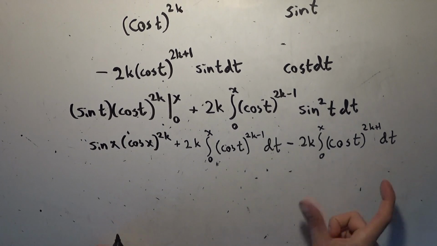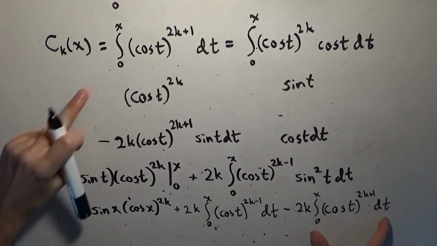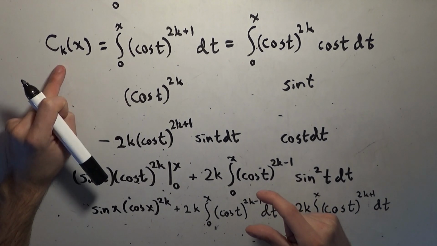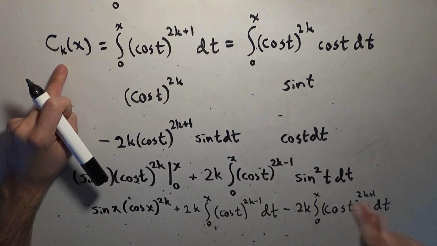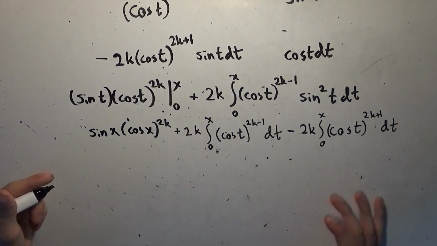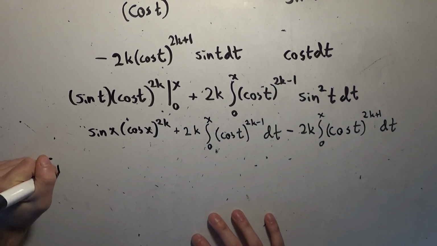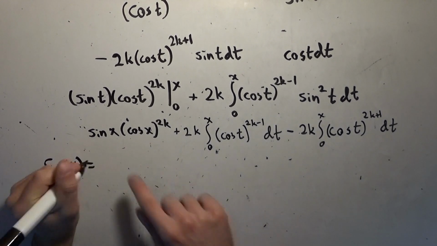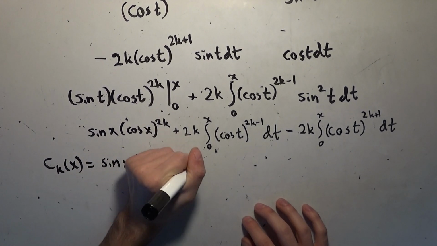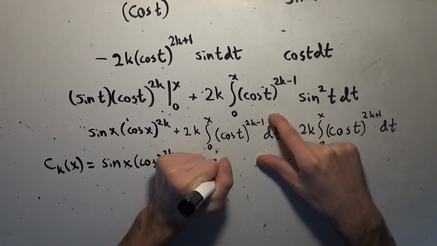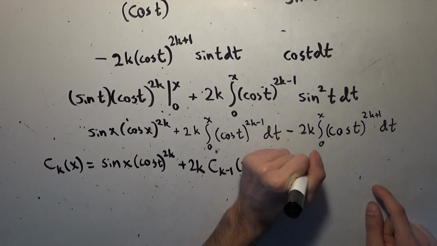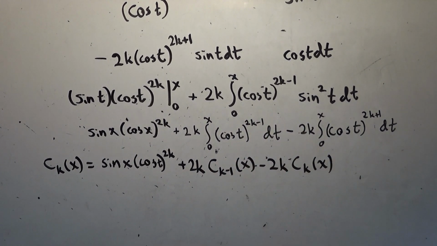Notice, this is our general integral. And this is our general integral at k minus 1, because this is 2k minus 1 as opposed to 2k plus 1. Which means we can rewrite this in terms of the function we titled c sub k of x. So we know now that c sub k of x is equal to sine of x times cosine of x to the power of 2k plus 2k times c sub k minus 1 of x minus 2k times c sub k of x. But we want c sub k explicitly, right?